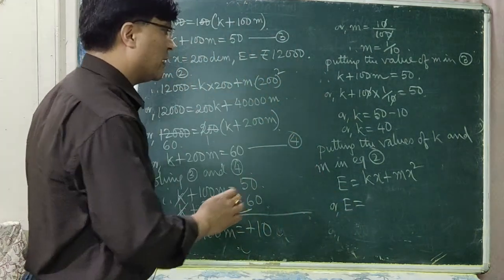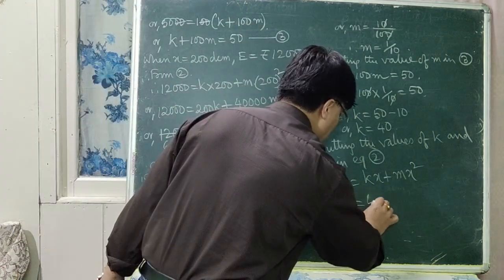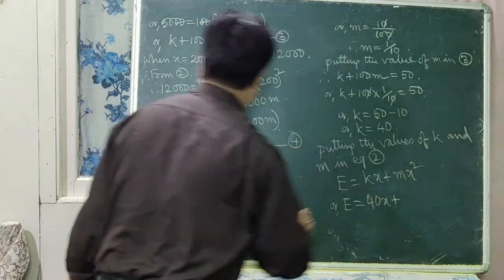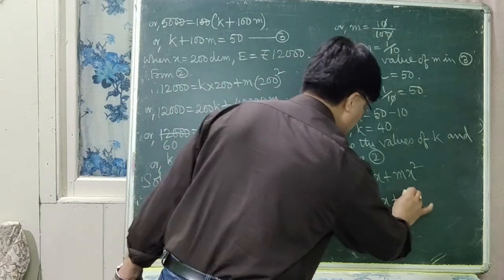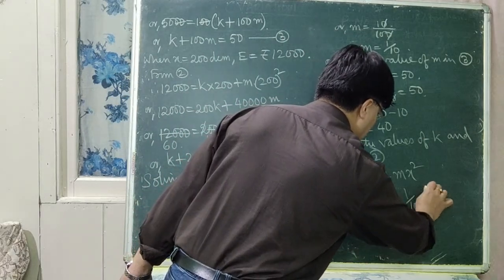So E is equal to, what is the value for k? It is 40. It is 40x plus, what is the value for m? What is the value for m in this case? M is 1 by 10. It is 1 by 10 x square.